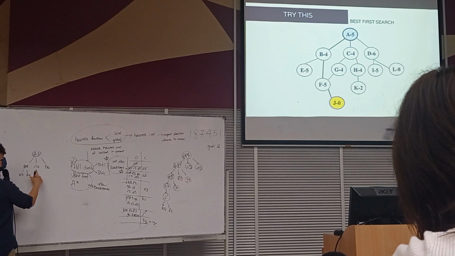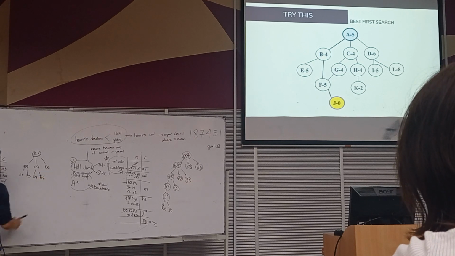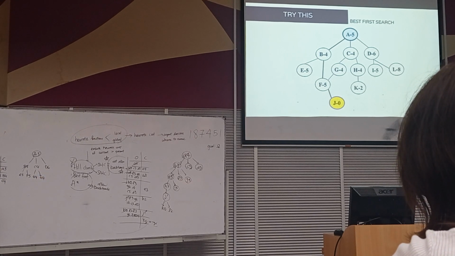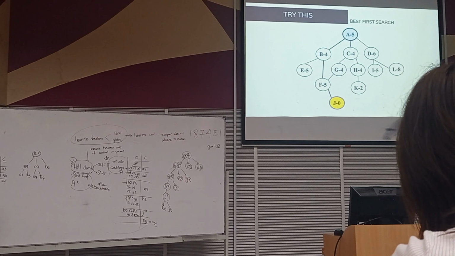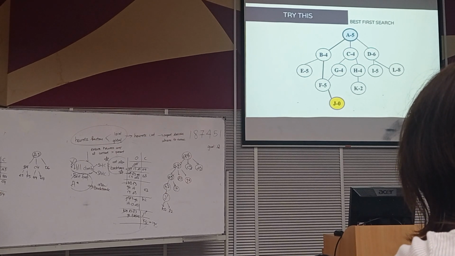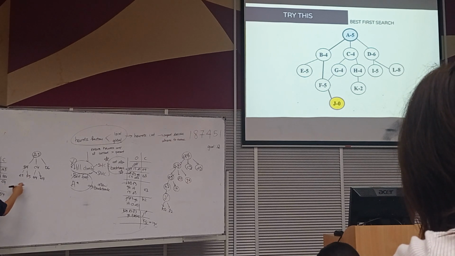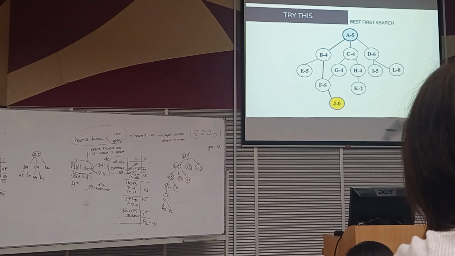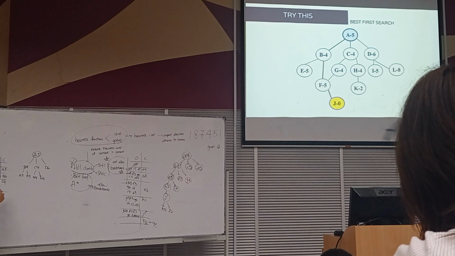If you expand C4, you obtain G4, H4. Okay, so G4, H4, E5, F5, D6. Followed by G4. G4 gives you F5, but F5 is already here, right? So we don't add it. If you add it also, or not add it also, doesn't matter. Eventually we will still go to this path. Later on you can try another example where you put another E5 somewhere around here.